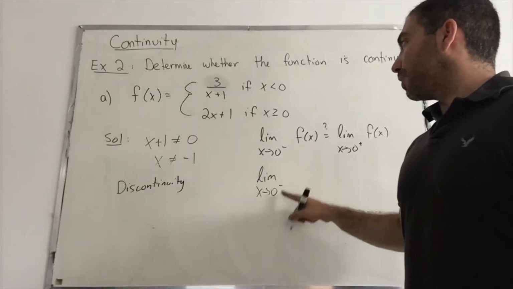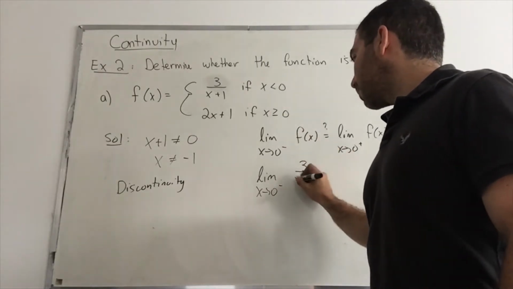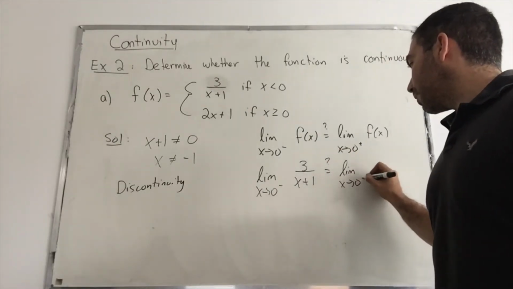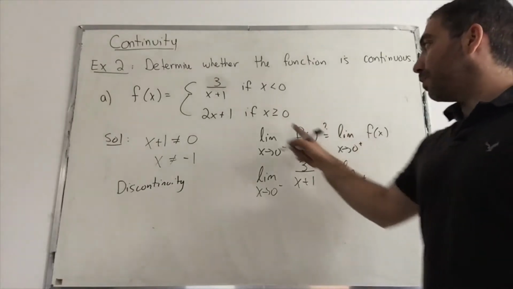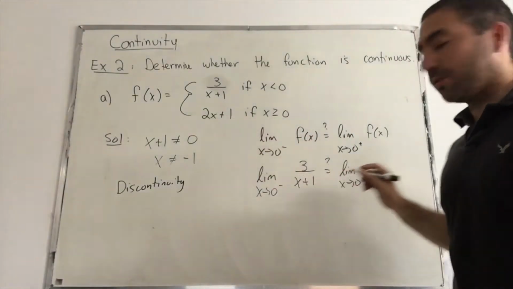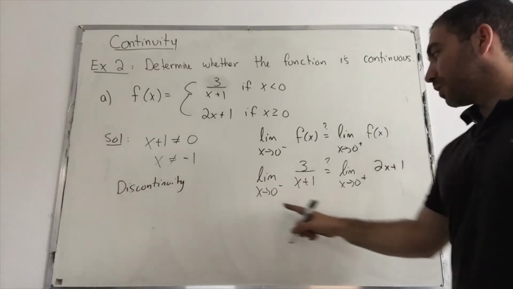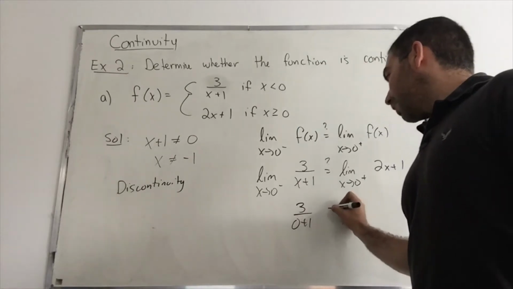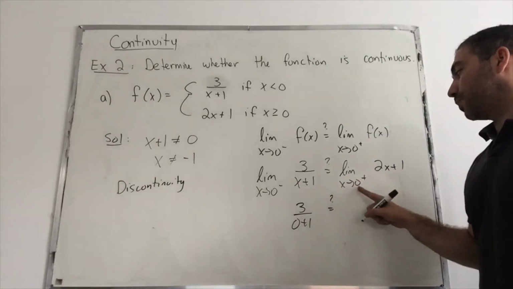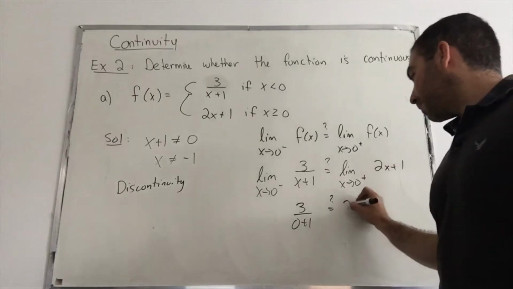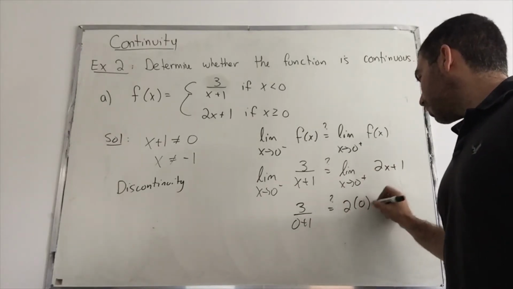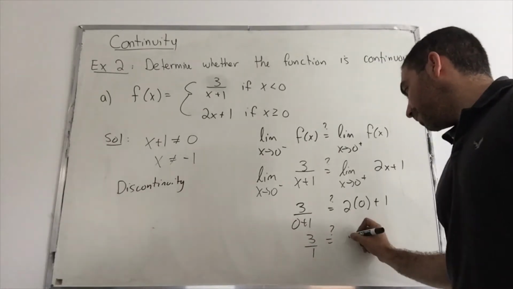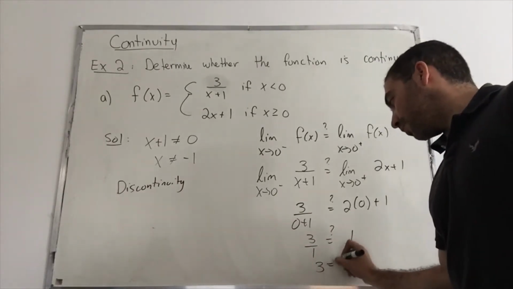If we take the limit as x approaches 0 from the left side, we have the function 3 over x plus 1. And we want to know, is that equal to the limit as x approaches 0 from the right side of this function here? Since we're going to the right, we want x values that are bigger than 0, so we're using the 2x plus 1. Substituting 0 into here, we get 3 over 0 plus 1. Is that equal to the limit as x approaches 0 from the right? We substitute our 0 here: 2 times 0 plus 1. So we get 3 over 1. Is that equal to 1? That's not true. 3 is not equal to 1.